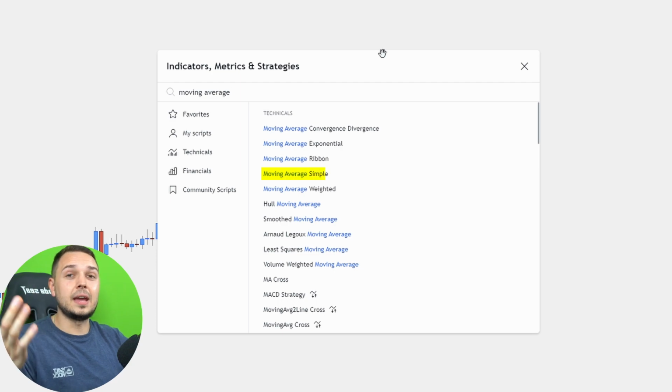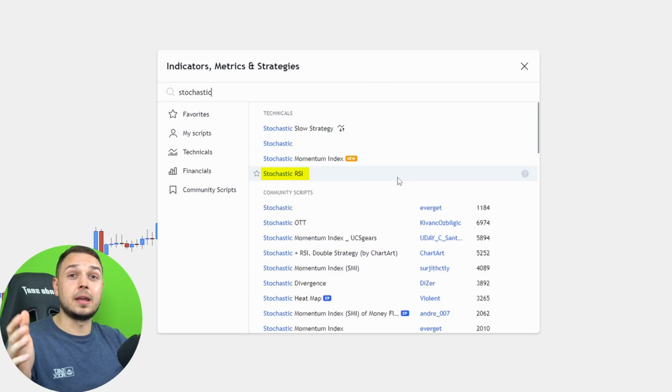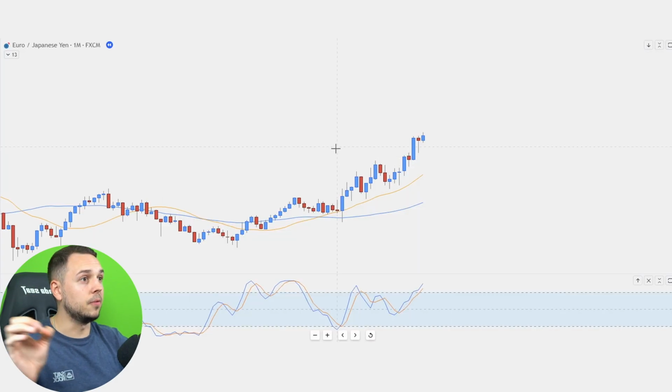Okay, so for indicators, once again, we will use 2 simple moving averages. So open these on your charts, and another indicator we will need is the stochastic RSI. Make sure to use it as well. This is Euro Japanese Yen monthly time frame. It's currently trending towards the upside.